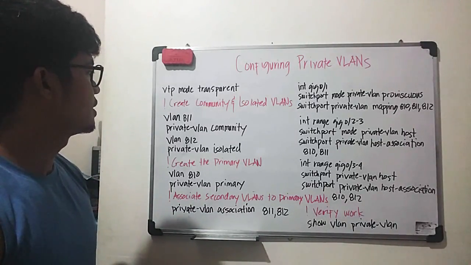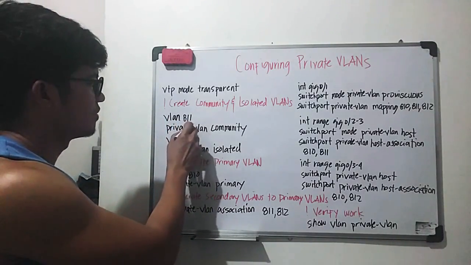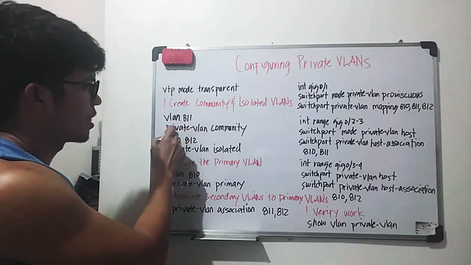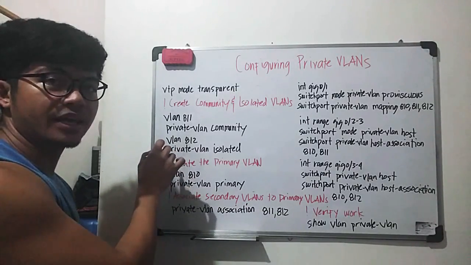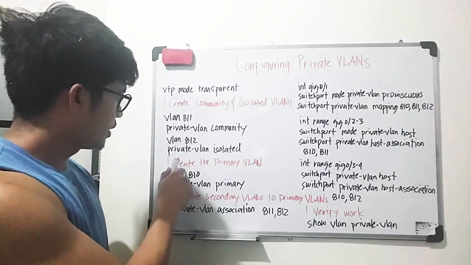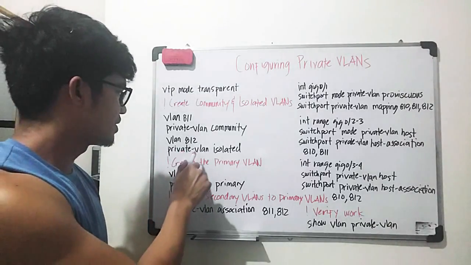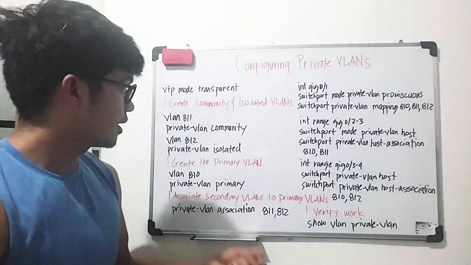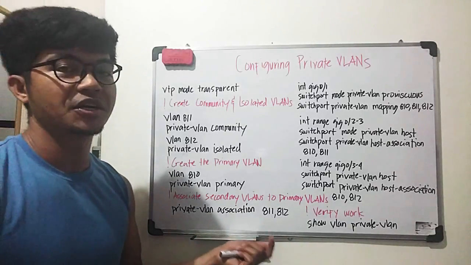In this case, the community VLAN is 811. So you should say vlan 811 and then private-vlan community. And of course, VLAN 812 is the isolated VLAN, so you'll say private-vlan isolated. Like I said, community and isolated VLANs are secondary VLANs.